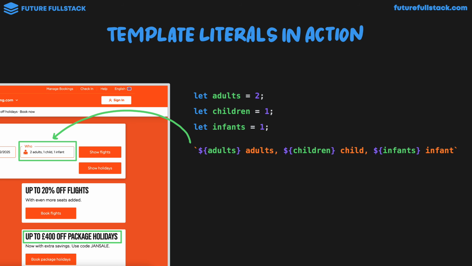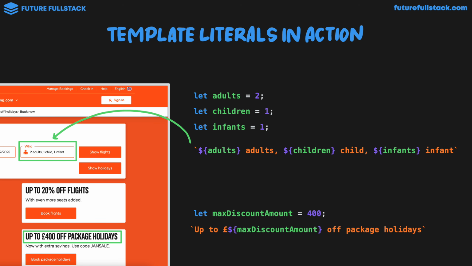Over here, where we have the sentence up to £400 off package holidays, in our JavaScript file, we could have a variable like let maxDiscount equal the number 400. We would then use template literals to output a sentence like this. This would then be converted to a string and outputted on the web page.